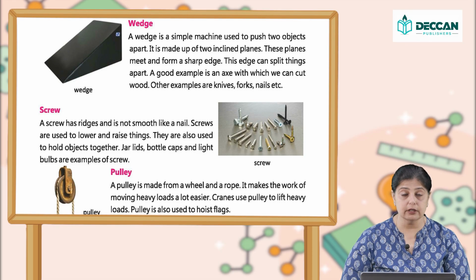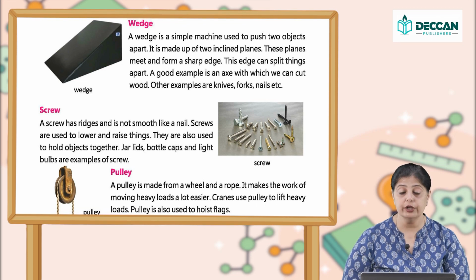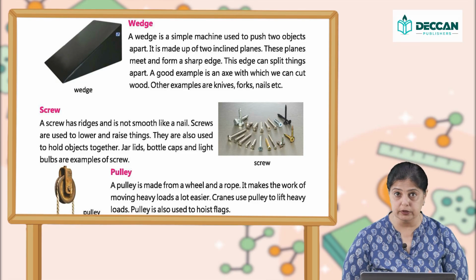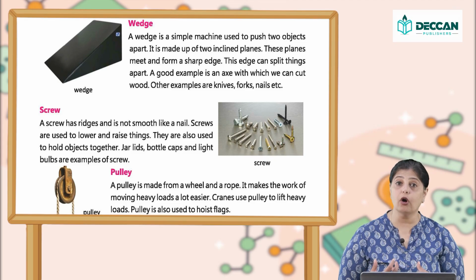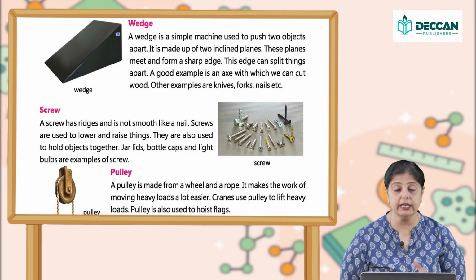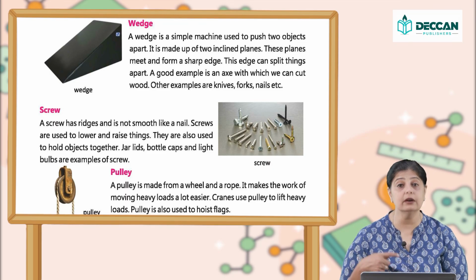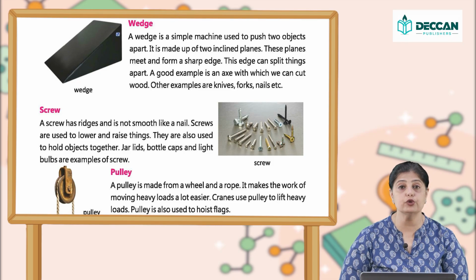Next is the pulley. Generally, you must have seen a pulley on a well. A pulley is made from a wheel and a rope. It makes the work of moving heavy loads a lot easier. With the help of a pulley, it is a lot easier to lift heavy loads, with the wheel attached and the rope. Cranes use pulleys to lift heavy loads. A pulley is also used to hoist flags.